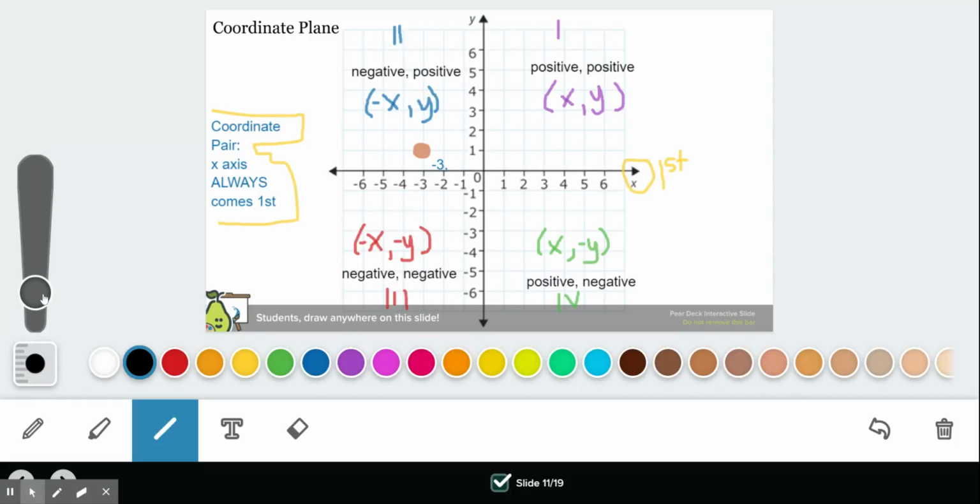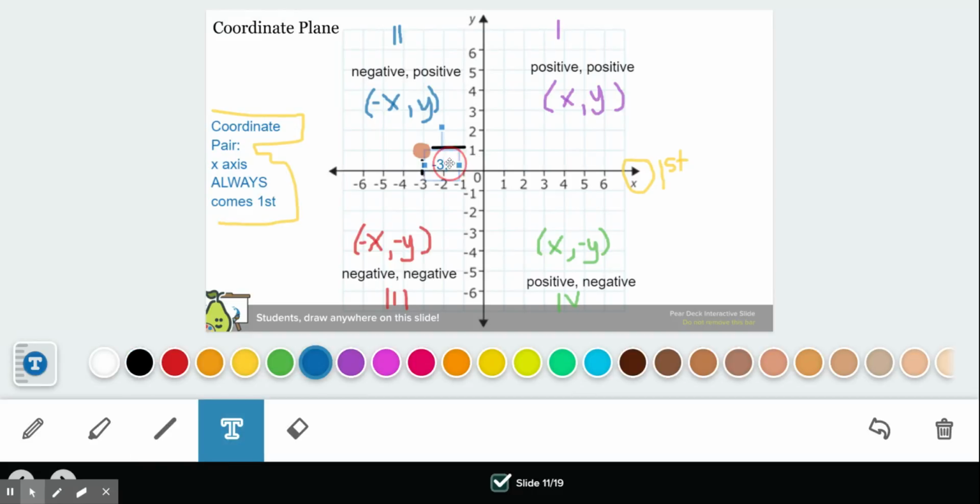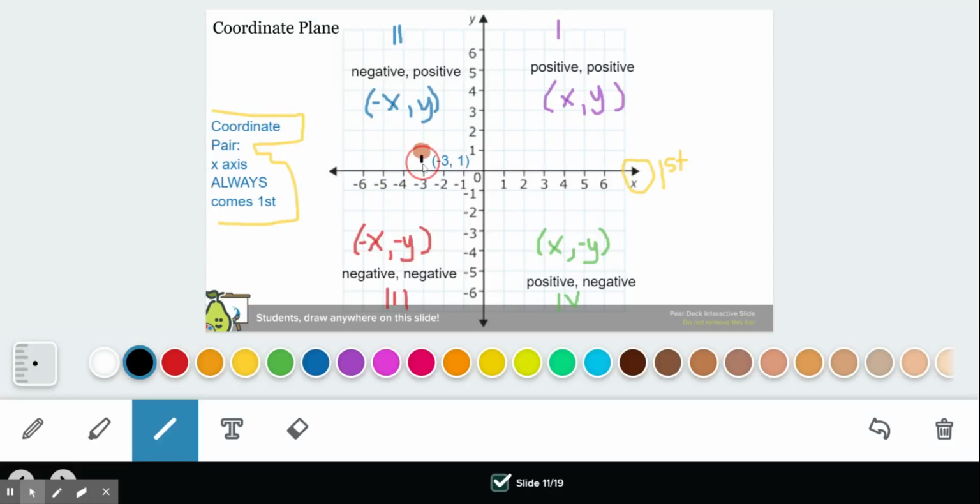So we went down to the negative 3, and then we have to go over to the y-axis to get the other one. So it's going to be negative 3, maybe if we can get it in the same spot. We're going to have negative 3, comma, 1 for our coordinate pair. Because we use the line to go down to the negative 3 and over to the 1.